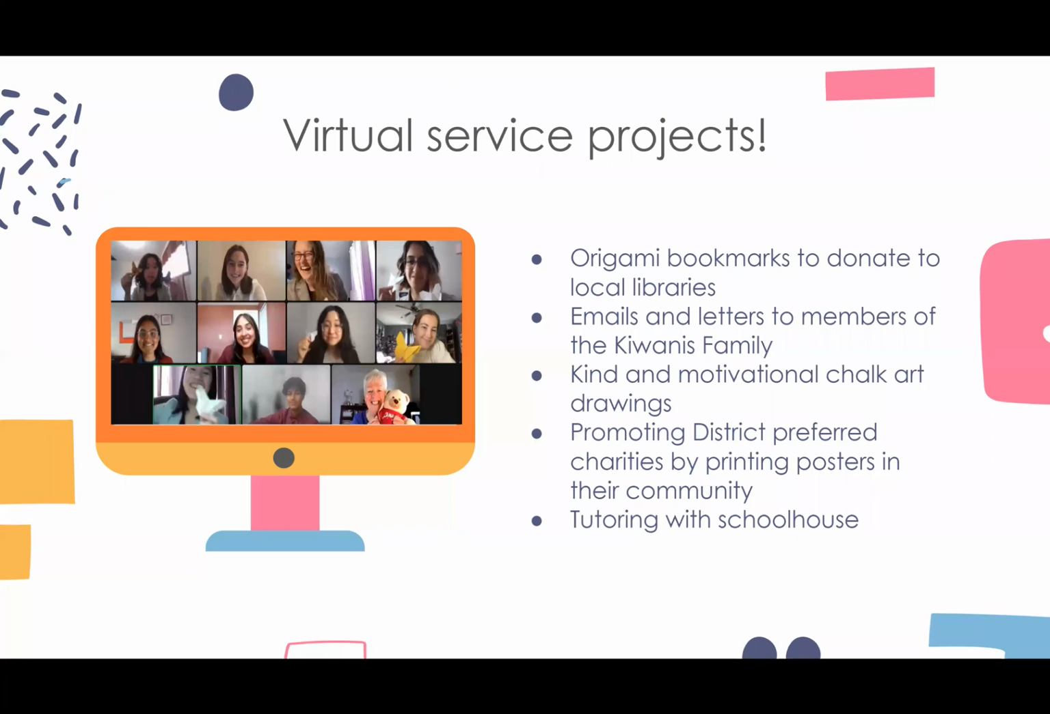Next, we have promoting district preferred charities by printing posters within our community. One project happening with our district is the Life for Life campaign with the Thirst Project. I know a couple of virtual clubs were printing off Canva posters to print around their communities. And lastly is tutoring with Schoolhouse, which many of you probably know is a Key Club International partner. So make sure to try that out with your club, even if it's not virtual, and it's really great.